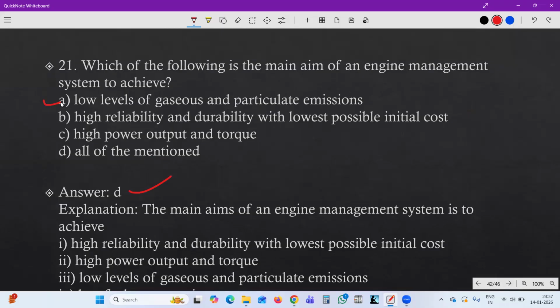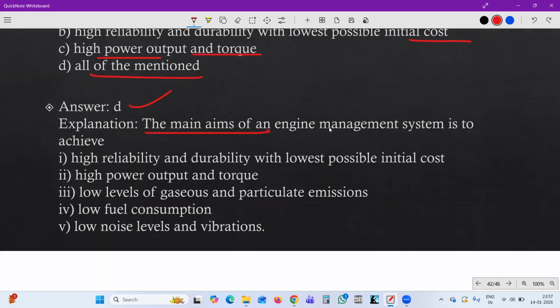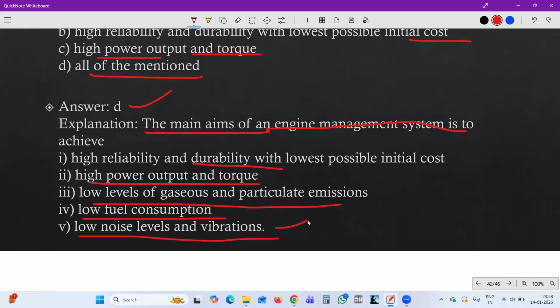Yes, D. For an engine management system, we need to achieve a low level of gaseous and particulate emission, high reliability and durability with the lowest possible initial cost, high power output and torque, all of the above. So the main aim of the engine management system is to achieve high reliability, durability, high power output, torque, low level of gases and particulate emissions, low fuel consumption, low noise level and vibration. So noise and vibration also should be low.